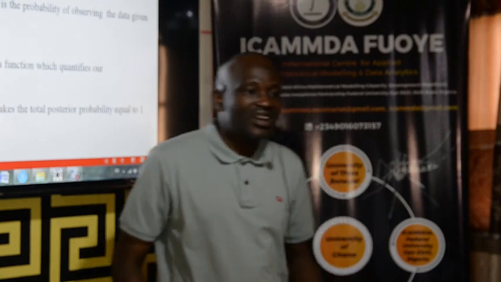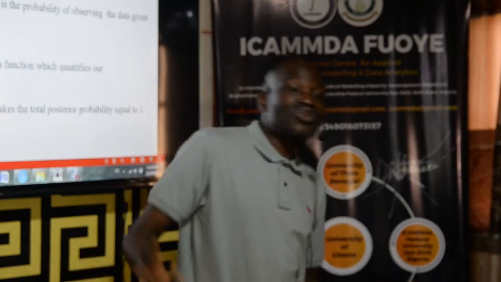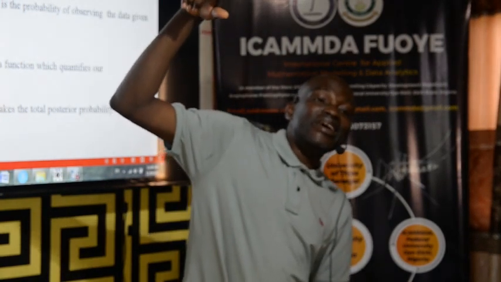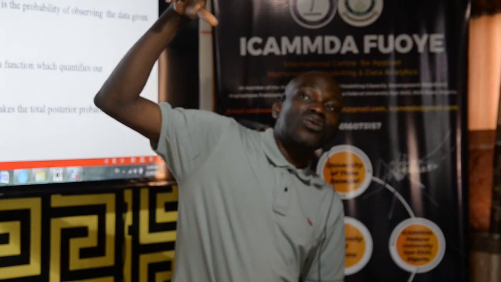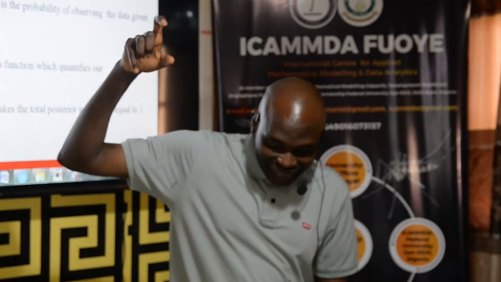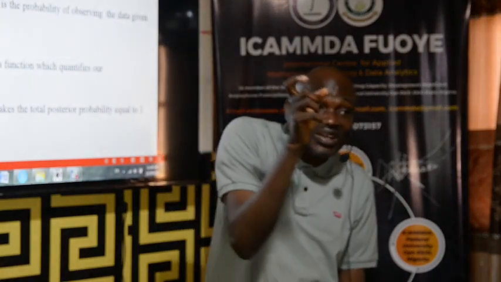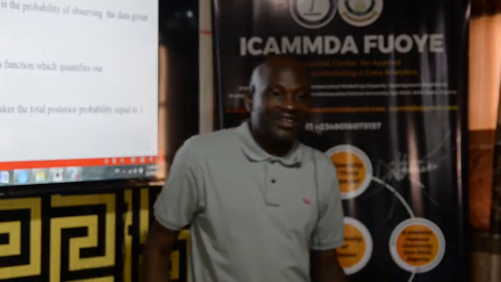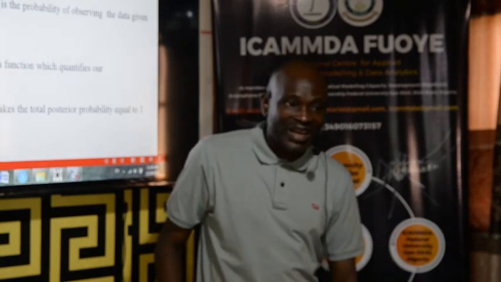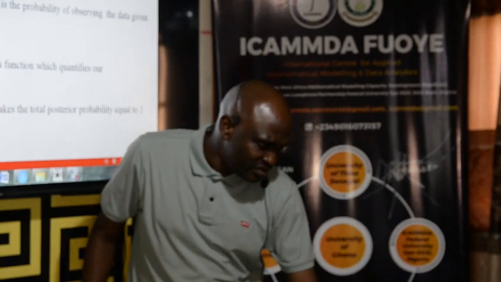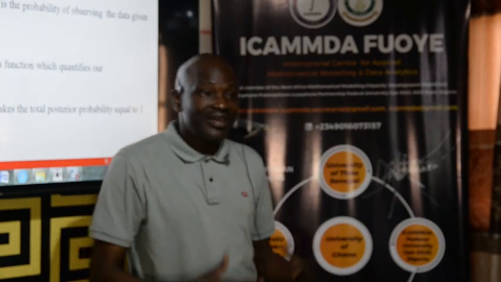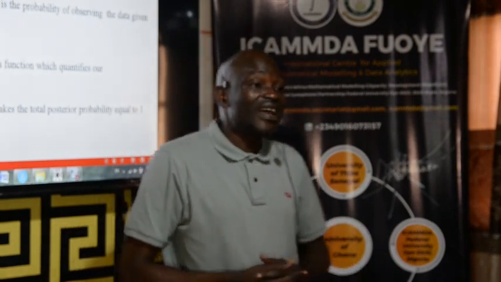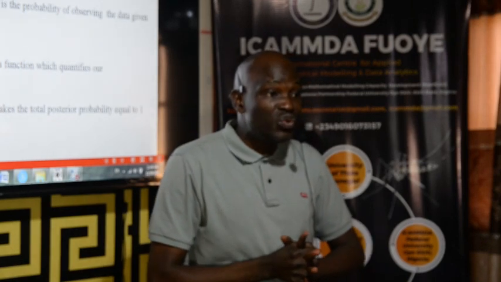This is like a normalizing constant. The probability of the data is there so that probability is always ranging between zero and one. That is the reason why the probability of data is there to normalize. It's a normalizing constant. So just like I've mentioned, the probability of data given your hypothesis, that is your likelihood function.